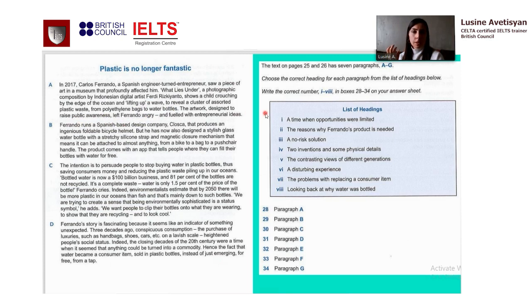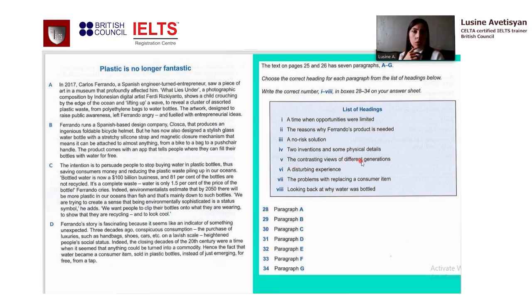So what happened? You can even go through the headings and exclude the ones that are 100% not for the paragraph and see which ones you are left with. How were opportunities limited? Do we have here a mention of limited opportunities? The reason why Ferrando's product is needed. What product? We don't know about any product yet. No-risk solution. What solution is there? Nothing. Two inventions? Nothing. No, nothing about two inventions, right?